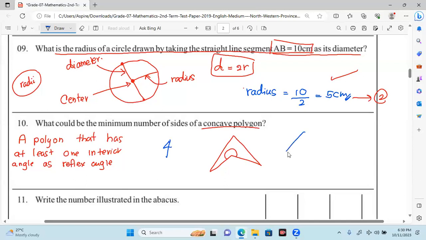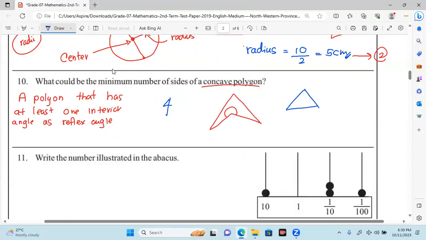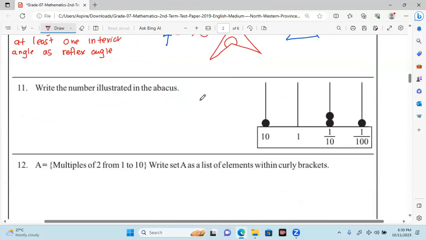This is a convex polygon. If you have written the correct answer, then you are given 2 marks for this. Write the number illustrated in the abacus. Tell me, this is actually a grade 6 question. Kian, what is the answer here?